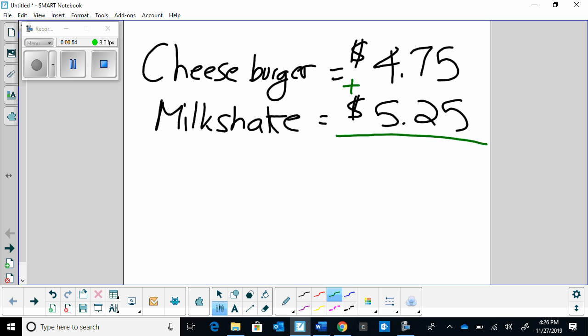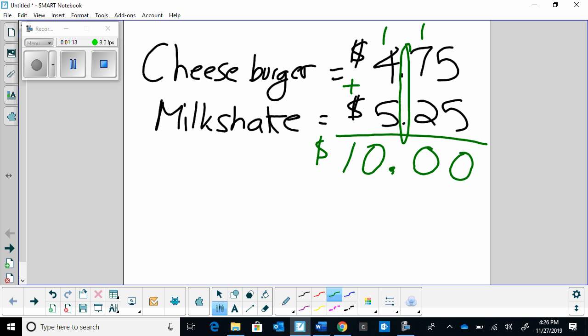So I'm going to add up decimals. We want to make sure that when you're adding decimals, you line up the decimal points. So I'm going to go 5 plus 5, which is 0, and carry the 1. 7 plus 2 is 9, plus 1 is 10, carry the 1. 4 plus 5 plus 1 is 10. Decimal stays in the same spot. So I spent $10 on my meal.